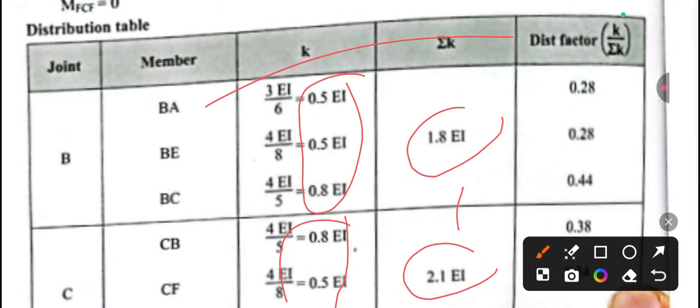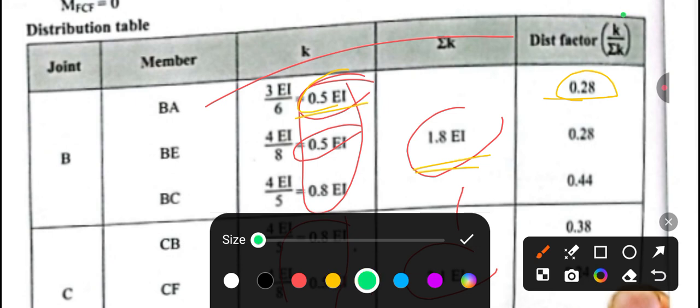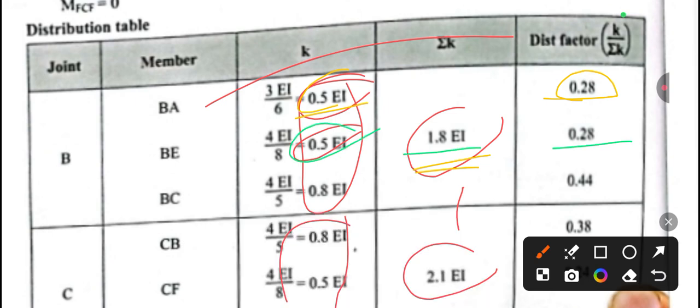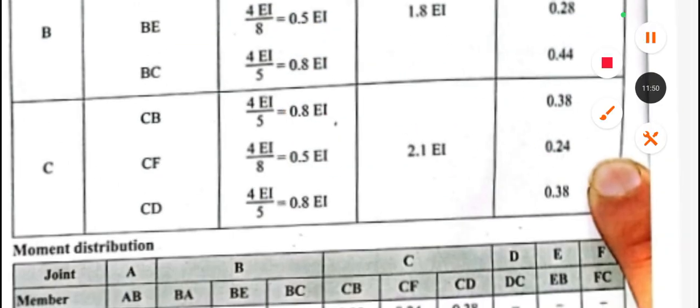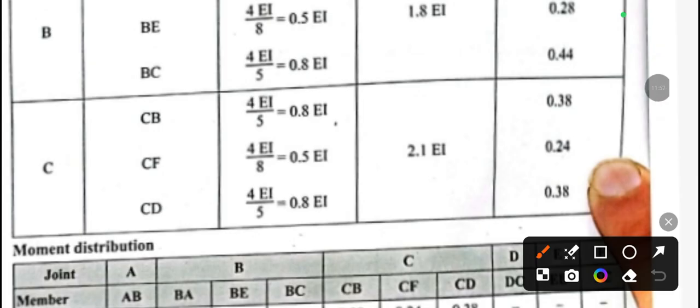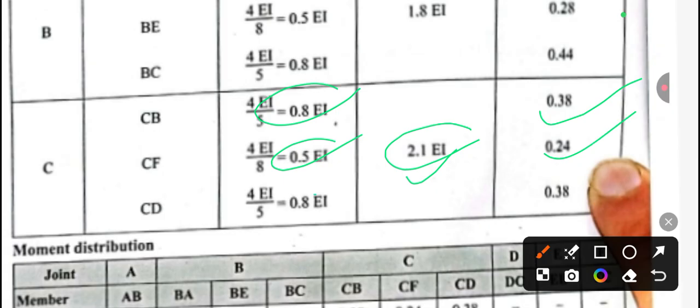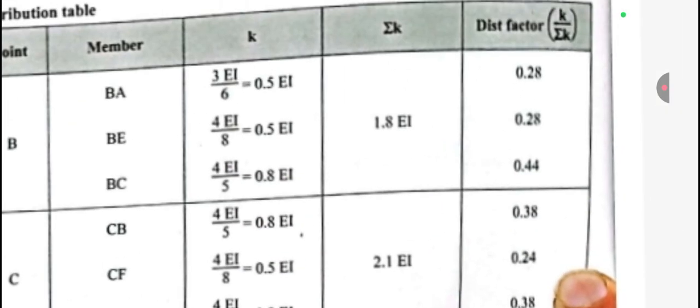Now we have to calculate the distribution factor. So the distribution factor can be calculated. We have to divide this individual value by this, meaning 0.5 by 1.8, we get this one. 0.5 upon 1.8, we get this value. Now for joint C, you can see we just divide this by this, we get this, this by this, we get this.